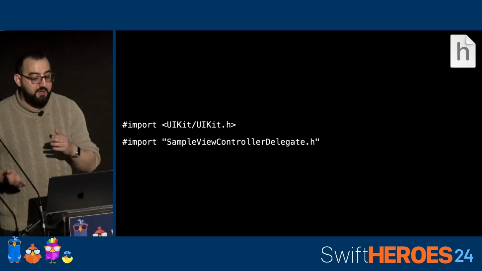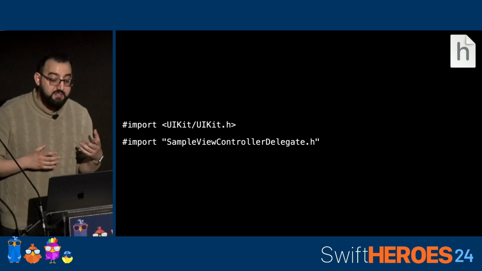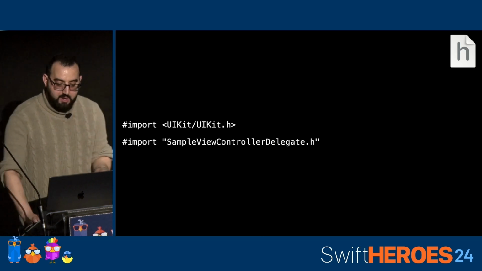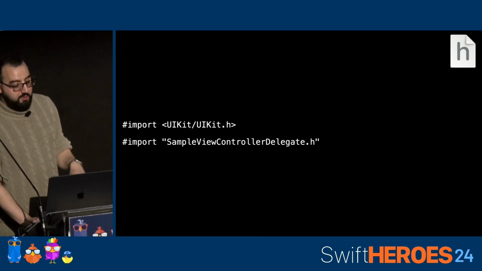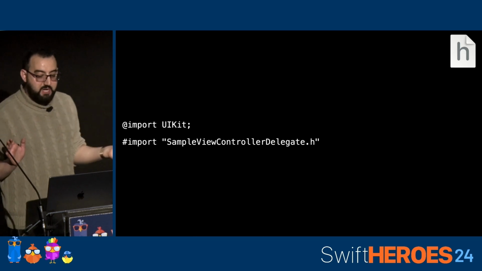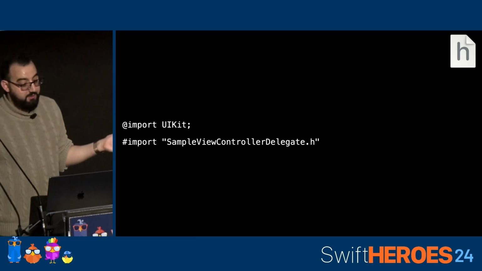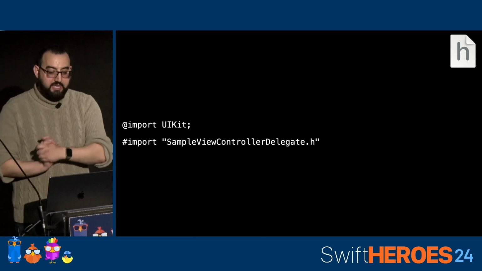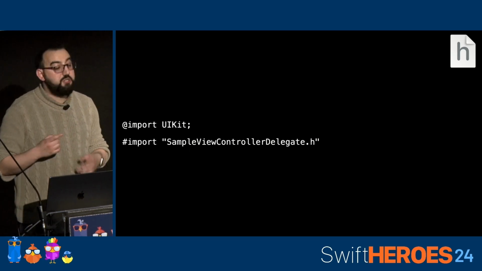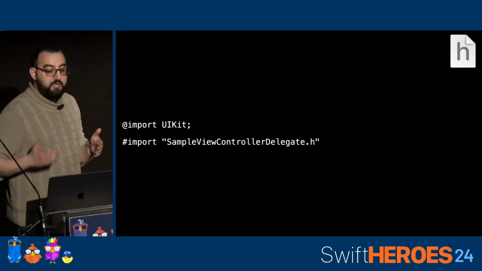In this case, we have another file that defines a delegate for our sample view controller, and we'll import it here. Note that there's also another way to import frameworks in Objective-C using @import. For some reason, this type of import requires a semicolon, while the others don't. Now, given that headers can import other headers, we want to ensure that two header files don't import each other.